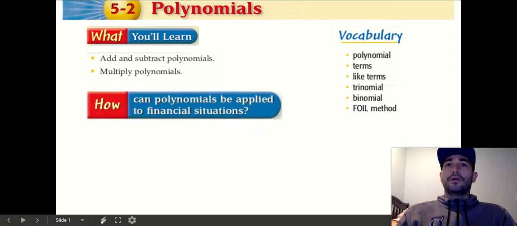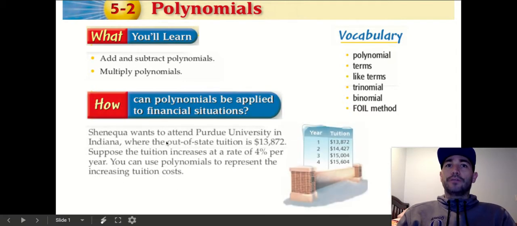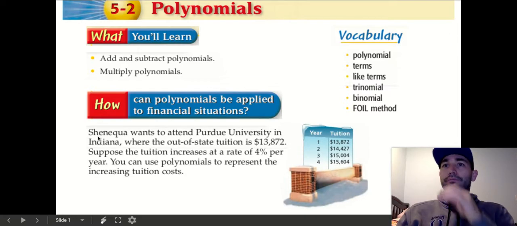So how can polynomials be applied to financial situations? A certain student wants to attend Purdue University in Indiana, where the out-of-state tuition is $13,872. Suppose the tuition increases at a rate of 4% per year. You can use polynomials to represent the increasing tuition costs. Here you can see year 1, year 2, year 3, year 4, and you can see that the tuition goes up at a certain rate.